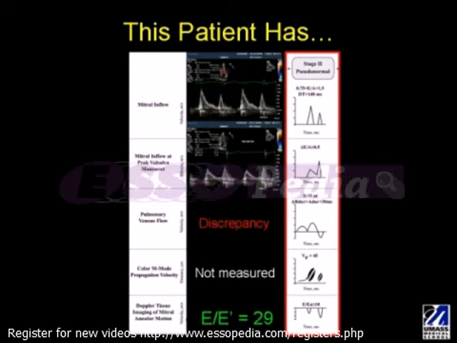In this patient, color M mode was not measured. However, the E/e' ratio equals 29 averaged. So we have 3 out of 5 that show that the patient has indeed elevated filling pressures, and we would not use the pulmonary vein waveforms as part of the assessment of diastolic function in this example.